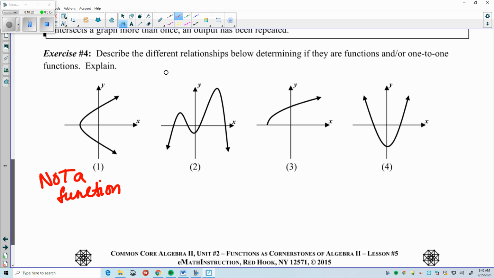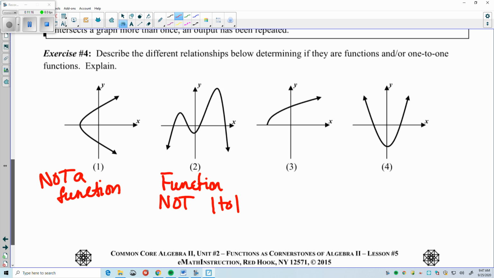Okay, is this a function? Well, this one looks like it's a function. Anywhere I draw my vertical line, it would pass. So I can say, yes, it is a function. Now that it's passed that test, I want to see, is it 1 to 1, meaning draw horizontal lines. And it's not. It fails the horizontal line test. So yes, it is a function, but it is not considered 1 to 1.